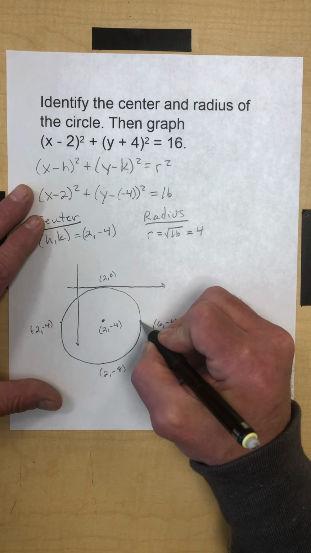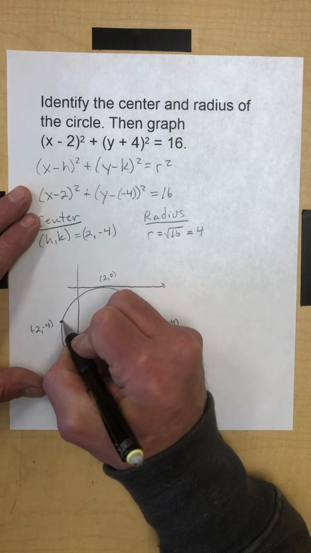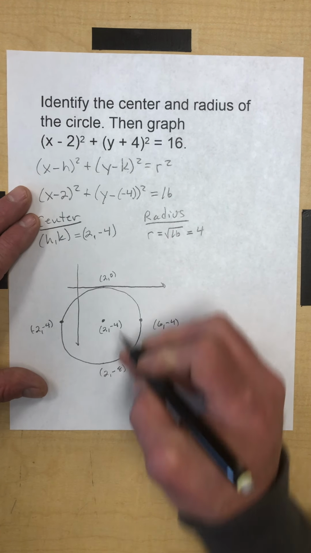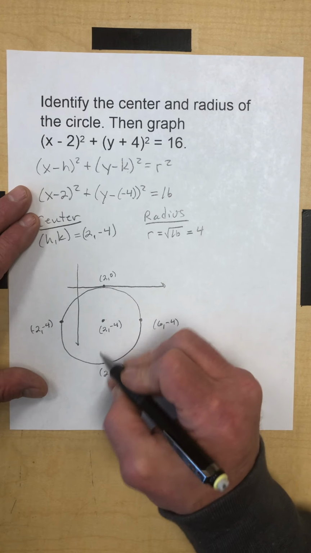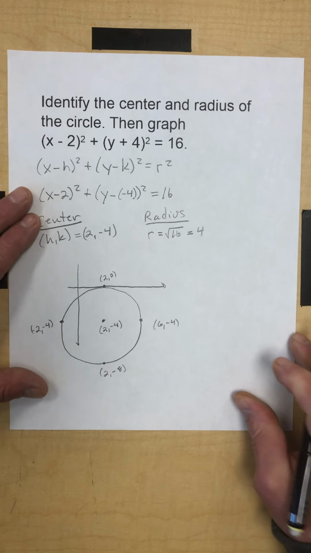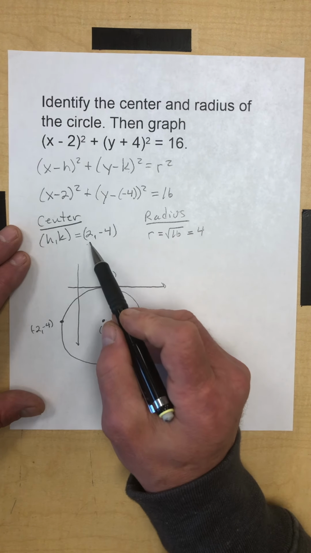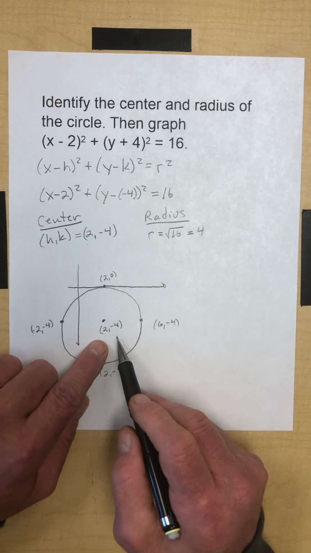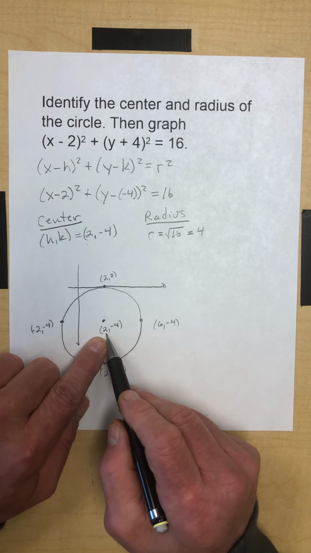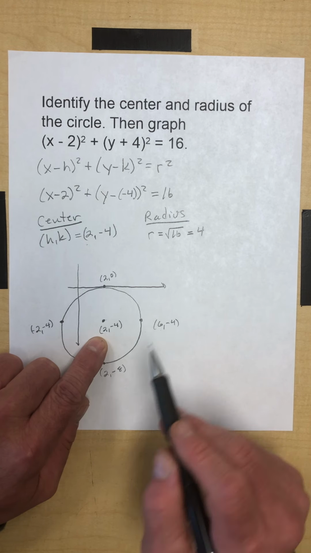Okay. All right, so we'd have that guy right there at 6, -4. This guy right here at -2, -4. This guy up here at 2, 0. And this guy down here at 2, -8. Okay, so let's make sure we got everything right. We have our center at 2, -4. Our radius is 4. So if I go 4 to the right here, I'd have to add 4 to the x-coordinate. So that would put me at 6, -4.